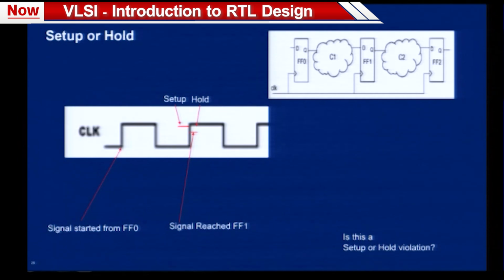Now, assume that the signal started at FF0 and reached FF1 just after the clock edge, so that it reaches at the time shown by the red bar corresponding to the hold requirement. In simulation, this is a hold violation because the signal reached FF1 immediately after the clock edge, right. So, as per simulation, this is a hold violation.